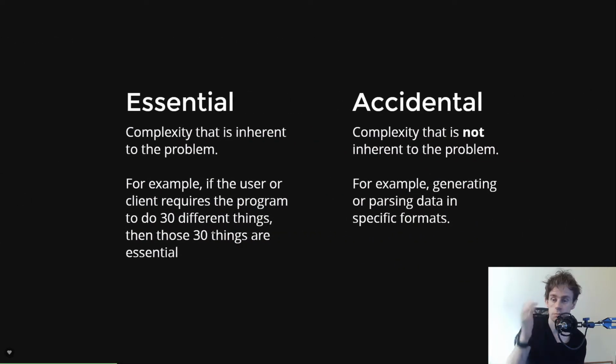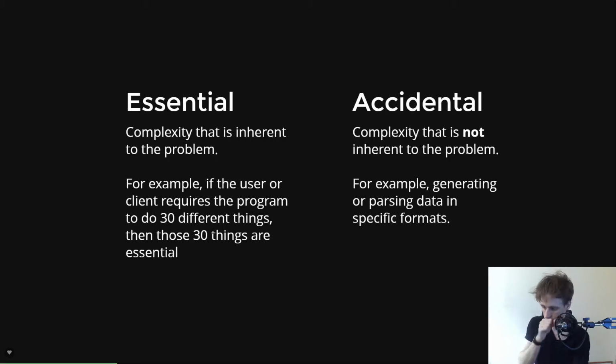Essential complexity is complexity that's inherent to the problem you're solving. And accidental complexity is the opposite. It's complexity that's not inherent to the problem you're solving. So an example of essential complexity is that if the user or client requires the program to do 30 different things, then those 30 things are essential.